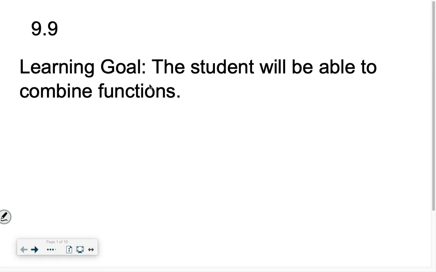So the learning goal, we're going to be able to combine functions. This is something that you're definitely going to do in every math class after this, I promise that. So it's important that we get this nailed down. The only ways we're going to combine functions as of right now, we're just going to add, subtract, and multiply, okay? Add, subtract, and multiply.